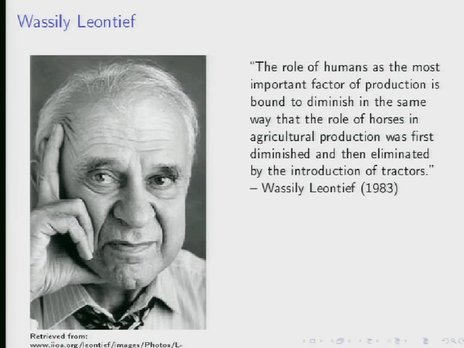Here's a quote from Leontiev that has nothing to do with his production functions at all, but does have to do with technological change. Instead it has to do with the possible effects of technological changes on the relative recurrence of different factors. So here's a quote from Leontiev. He observes that the role of humans as the most important factor of production is bound to diminish. So that's a statement about a marginal rate of technical substitution. In the same way that the role of horses in agricultural production was first diminished and then eliminated by the introduction of tractors. Okay, so let's go ahead and get started.